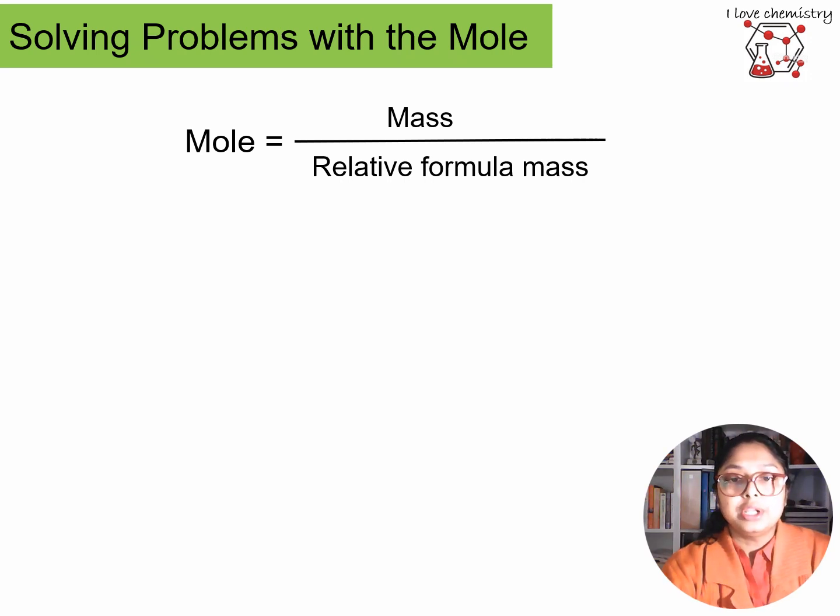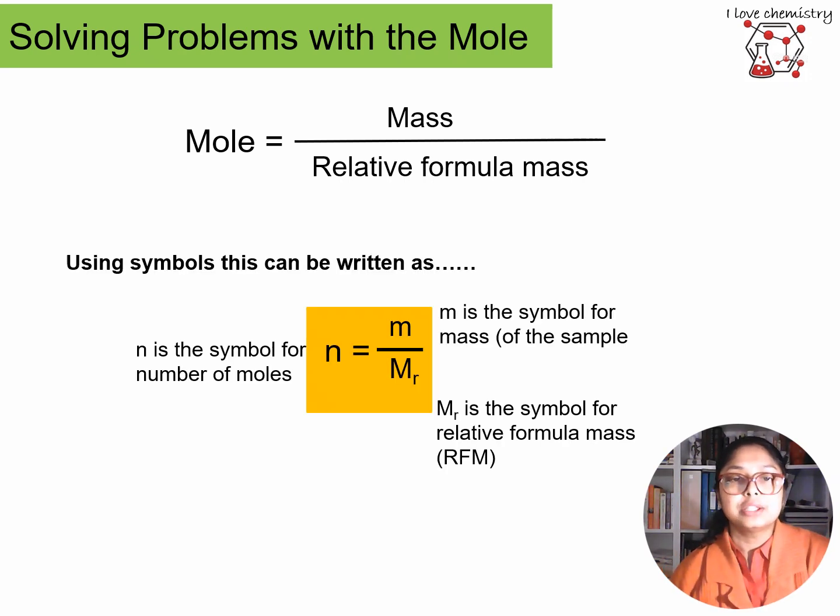And if we convert it to symbols, it will look like this: n equals m divided by Mr. n is the symbol for number of moles, m the mass, and Mr is the symbol for relative formula mass, or RFM. So the equation is n equals m over Mr.